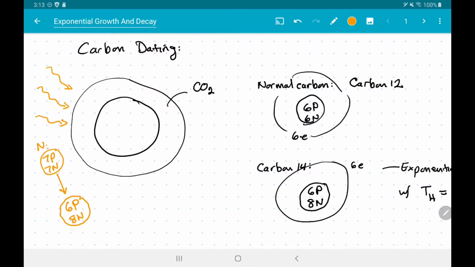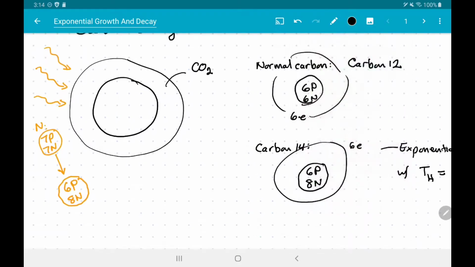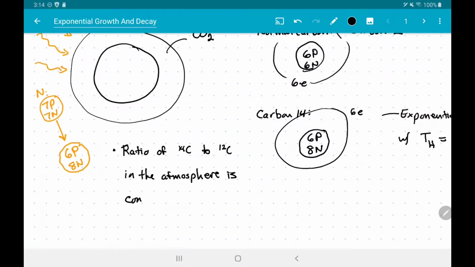Eventually, the creation process that happens at some particular rate comes into equilibrium with the decay process. And so, for the most part, the ratio of carbon-14 to carbon-12 in the atmosphere is constant, more or less.